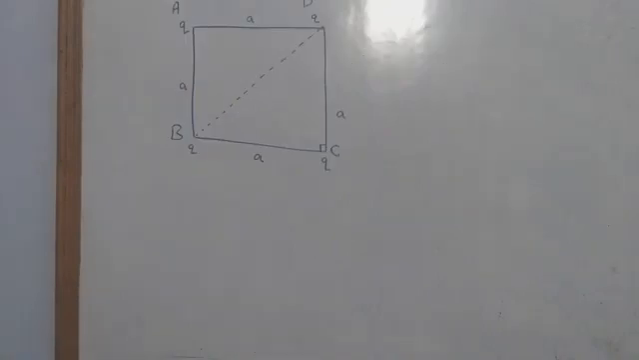Here goes the next question. You can see there is a square of each side A. There are 4 point charges, small q each, placed at the vertices.